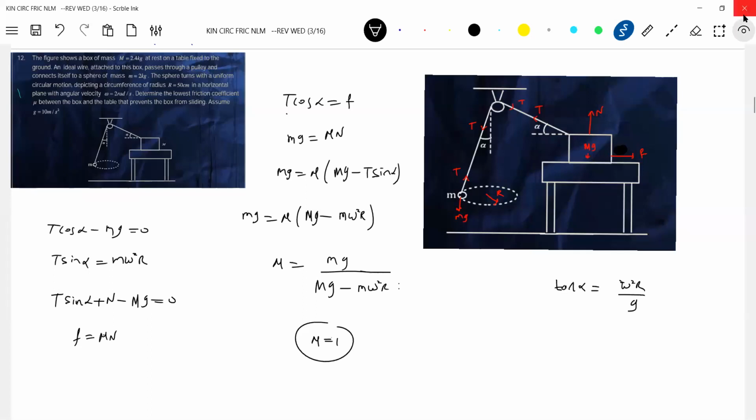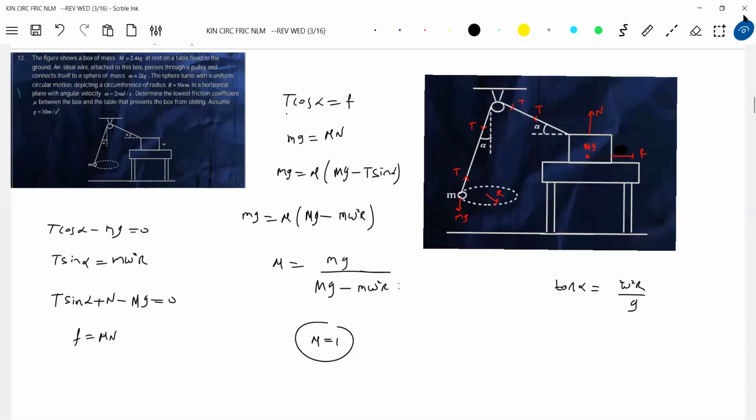If the value becomes less than this, then equilibrium is not possible. Anything greater than this, equilibrium will be possible, then the static friction will come. If the value becomes more than this, then definitely the friction will not be sufficient to overcome T cos alpha, then equilibrium is not possible. This is the lowest value he's asking. Anything greater than this, equilibrium is possible.